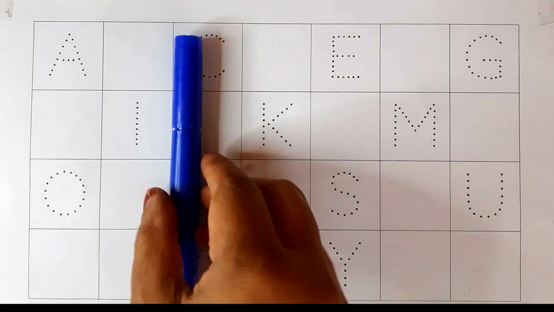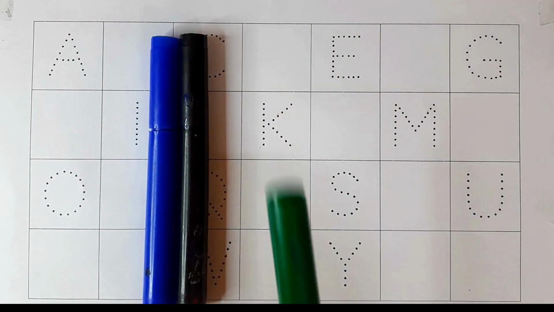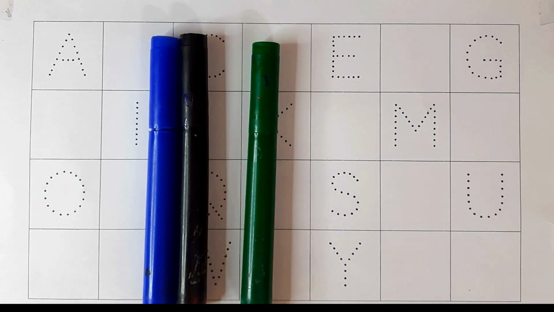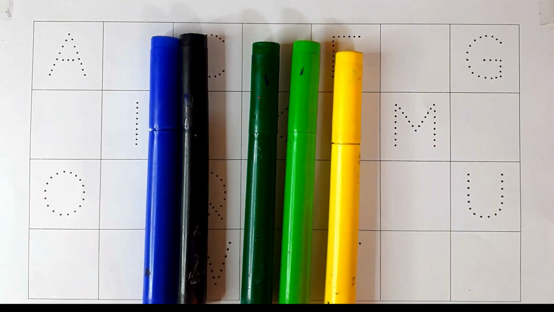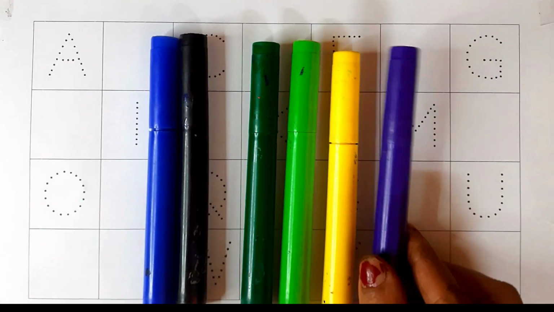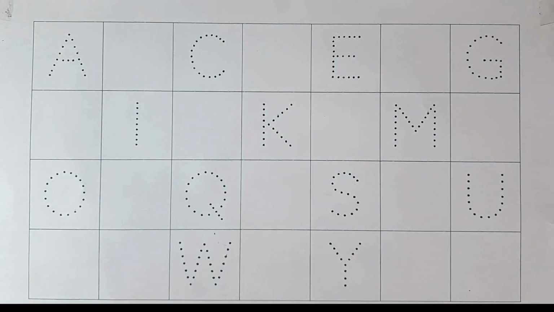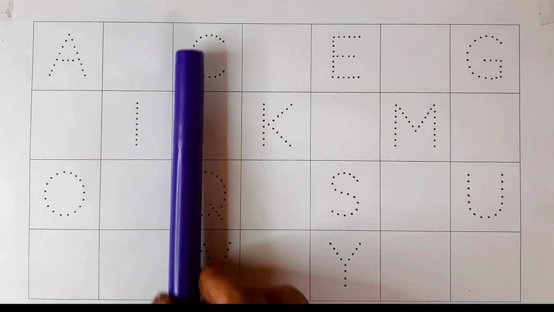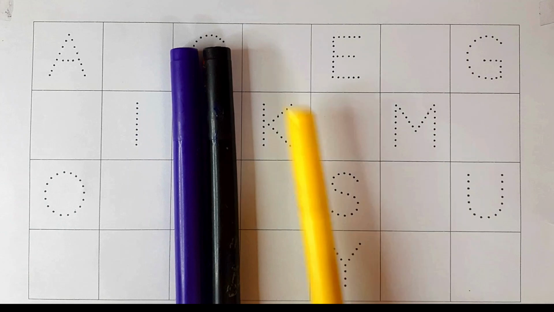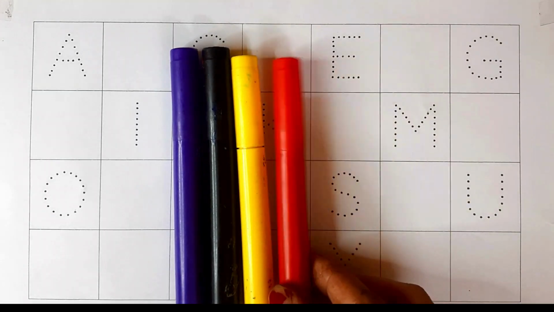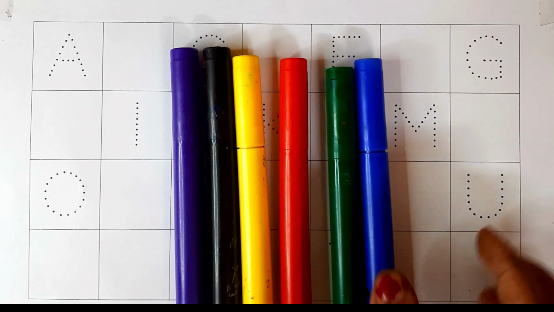Color names: blue color, black color, green color, light green color, yellow color, violet color. Color names: violet color, black color, yellow color, red color, green color, blue color.